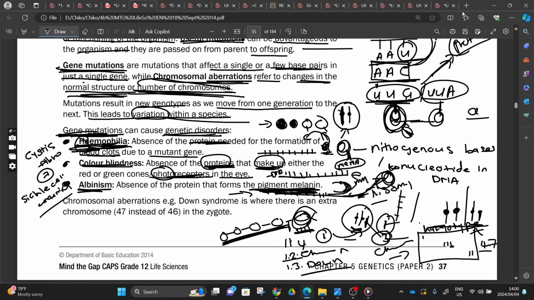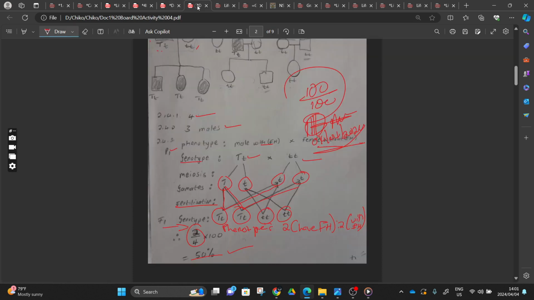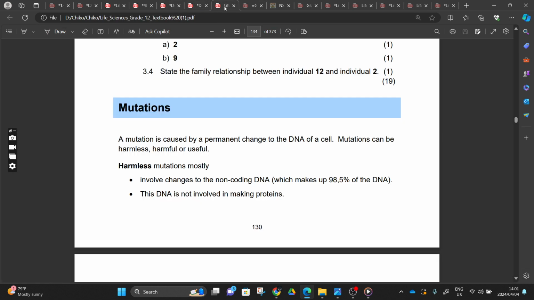Okay, let's move on. And then the last one, types of mutation: we have chromosomal aberration or chromosomal mutation. An example is Down syndrome. We did this when we have 47 chromosomes instead of 46, or when we did chapter 2, right? So with that being said, thank you guys.